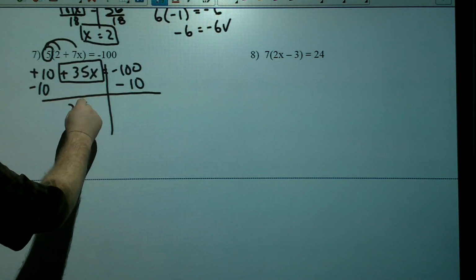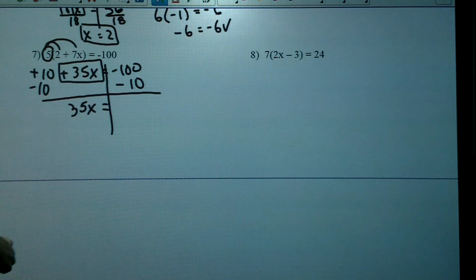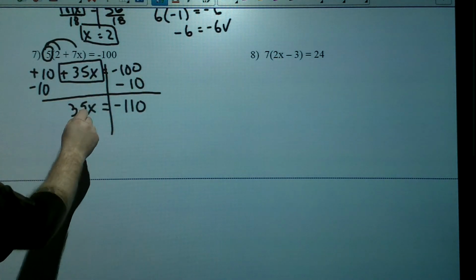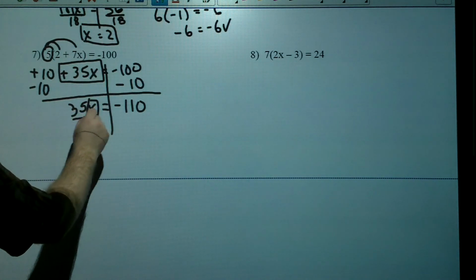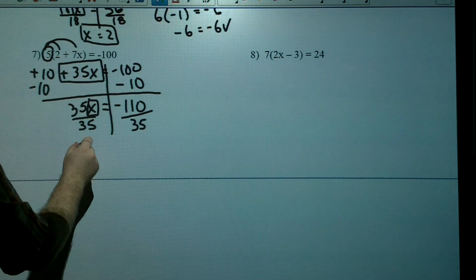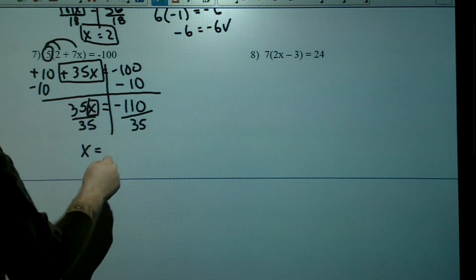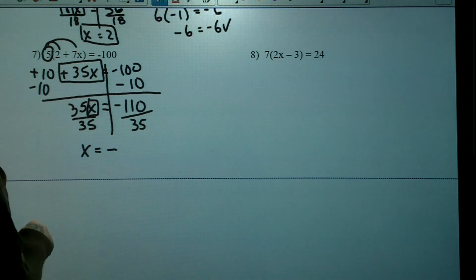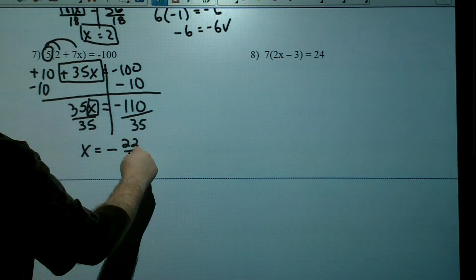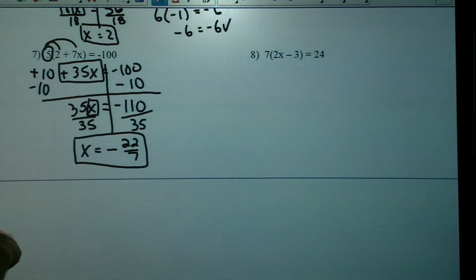So 35x equals, now these signs are like each other, so I combine them together, that's 110, and I keep it negative because they're both negative. I want x by itself, so I divide by 35 on both sides. Negative 110 over 35, I'm going to reduce this by 5, so that would be negative 22 over 7. I'm going to keep it in proper fraction because it's going to be easier for me to check.